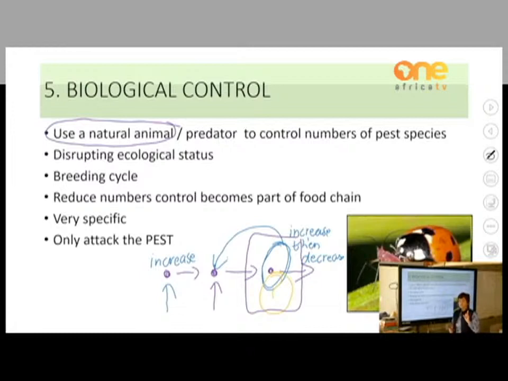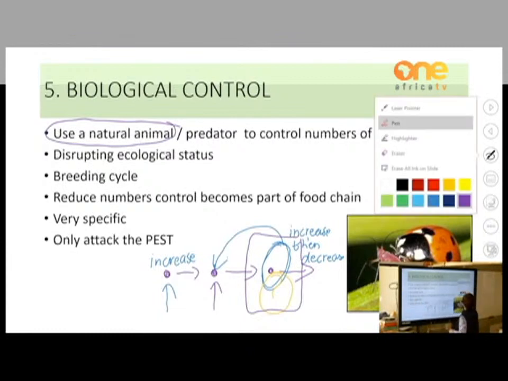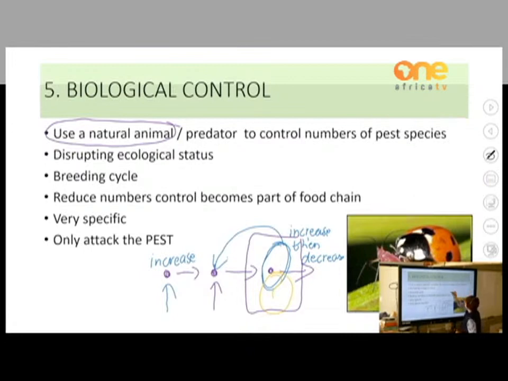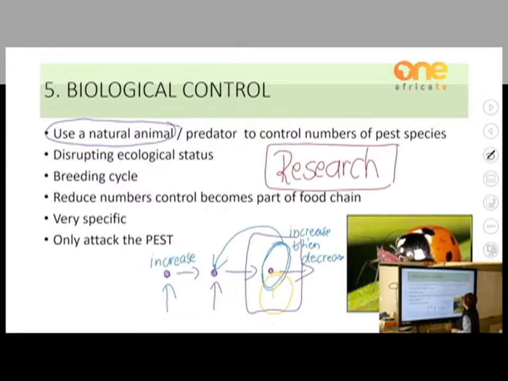And I want to say, very important to remember, please do research. I'm going to write it very big there. Research will be very important. There wouldn't have been a pest if there was enough in the food chain, enough predators to help you to control the pest.